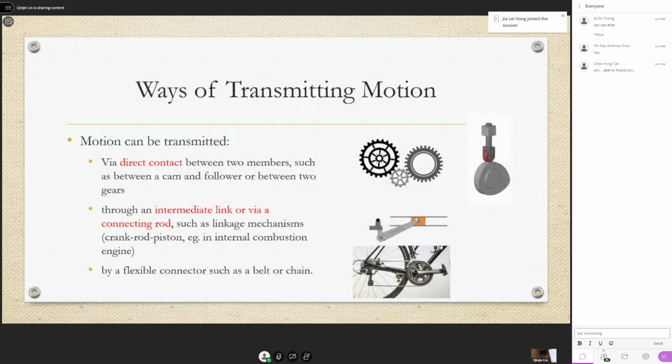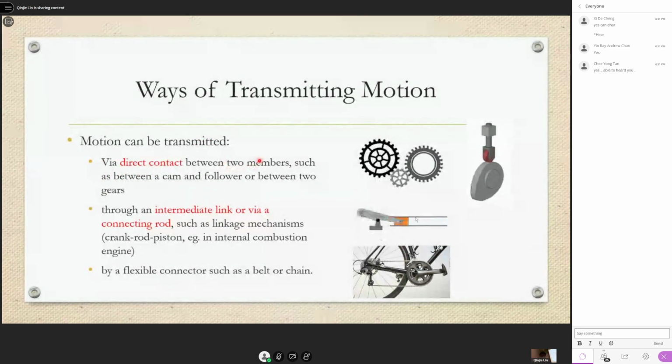So there are a few ways to transmit motion. First way is via direct contact between two members, such as between a cam and follower or between two gears. So this is direct contact. Gears look like that. They appear in our vehicle gearbox. Bicycles also have them, and watches, all this.